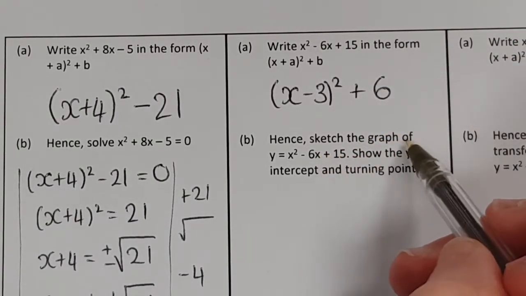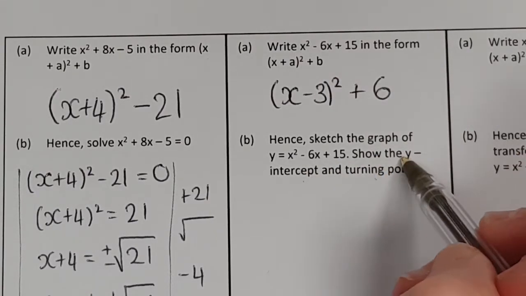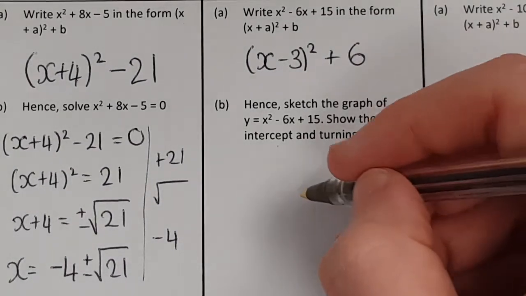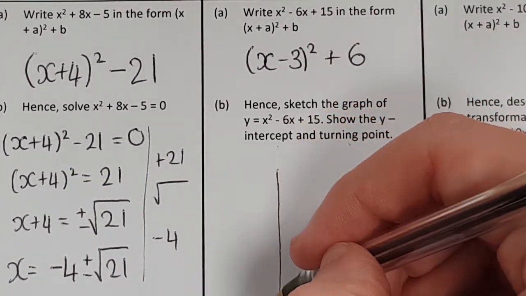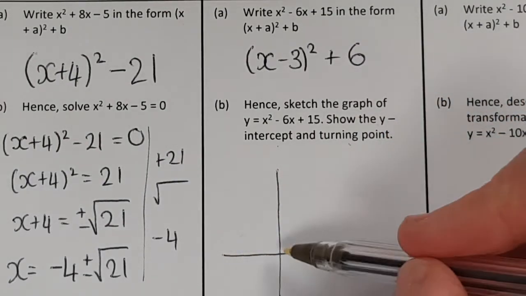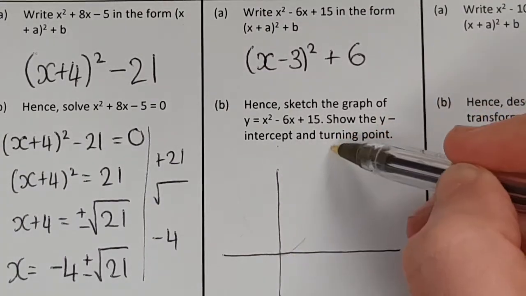Hence sketch the graph of our equation showing the y-intercept and the turning point. So we want to know where it crosses the y-axis and what's the bottom point of our curve. Now remember we said in terms of the graph, this is an x squared graph. Typically the x squared graph goes through 0, 0, so it looks like a U shape through 0, 0.